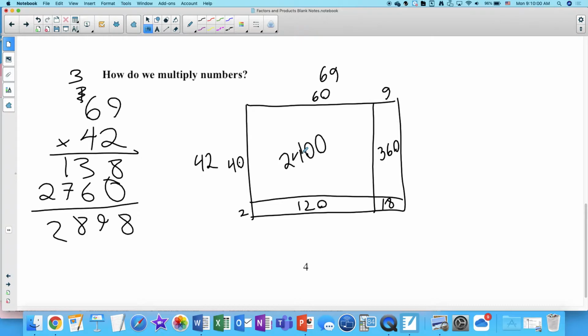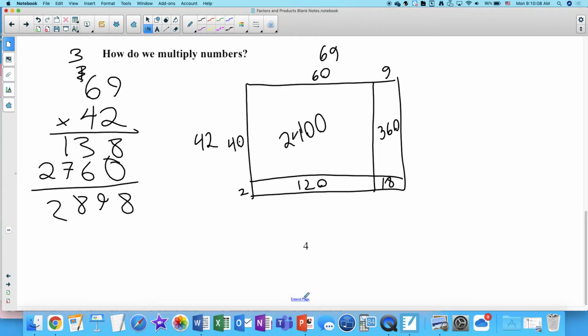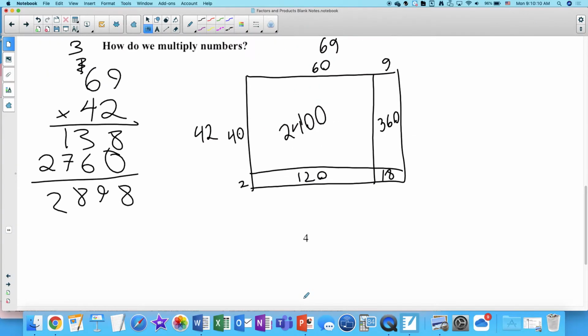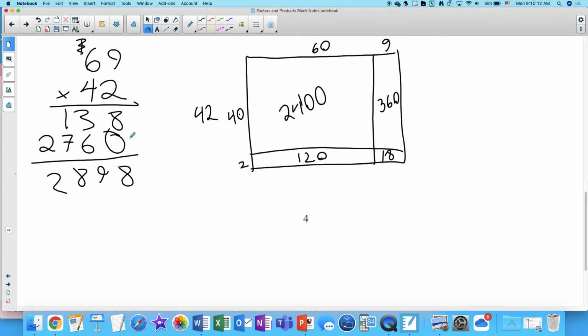Okay? So we can do this with numbers. The other thing that we could do with numbers, by the way, is the same sort of idea as breaking these up into the sum of 2 numbers, but we don't actually have to use this area model. We can do this: 40 plus 2 times 60 plus 9.